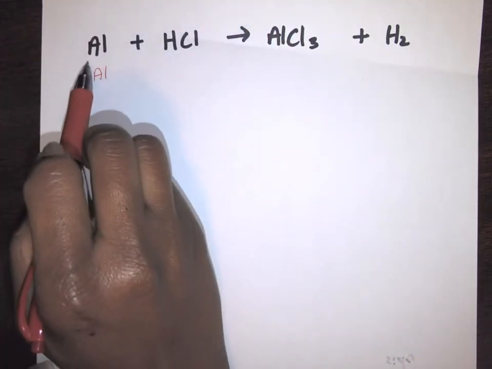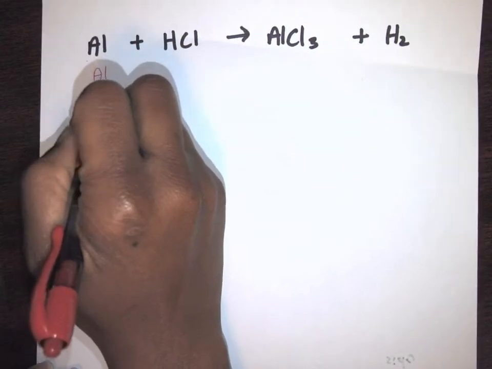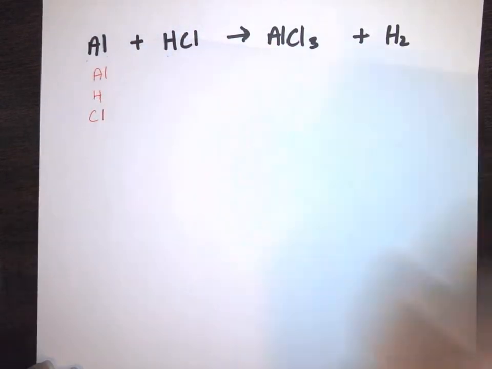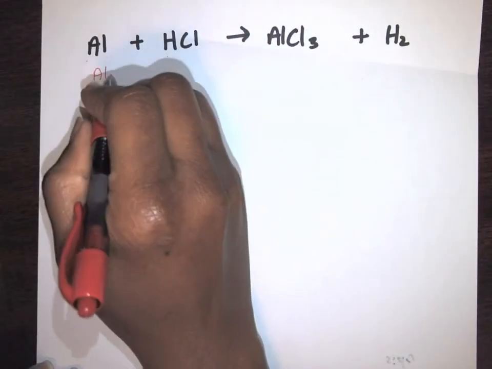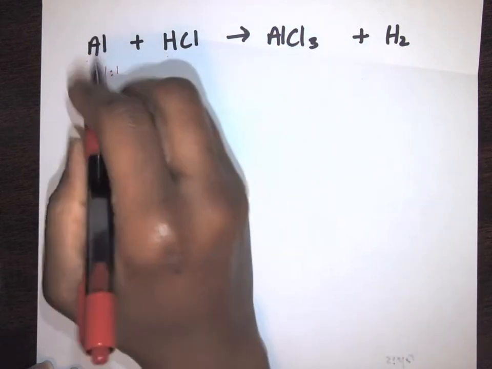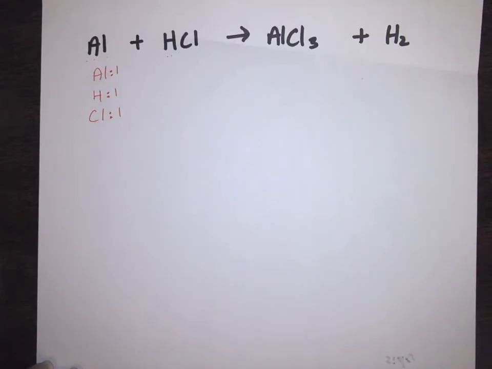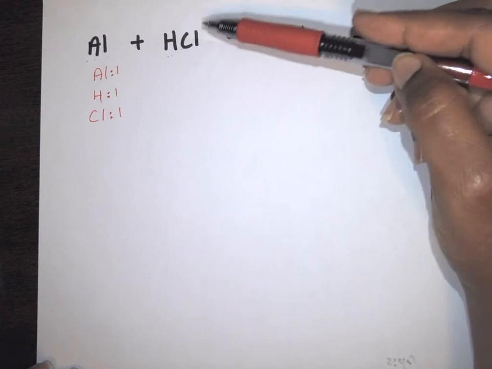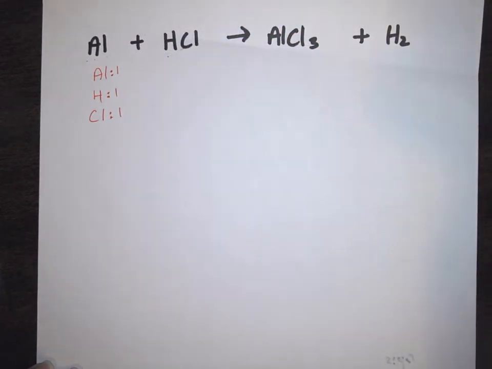The first atom I see here is aluminum, Al. It's the first type of atom I see. The next one is hydrogen, capital H, and then the next one is chlorine. And I have a total of 1 aluminum on the reactant side, 1 hydrogen on the reactant side, and 1 chlorine on the reactant side. And I know I have 1 of each thing because the coefficient in front right now is a 1. When it's unbalanced, it's usually a 1, and the subscript is a 1 as well for each.